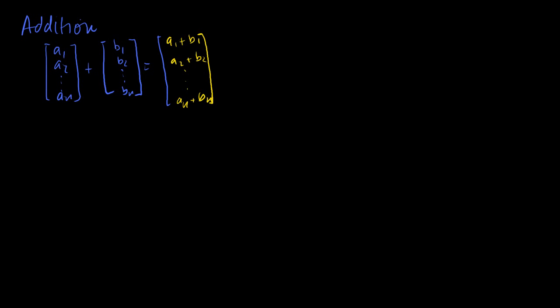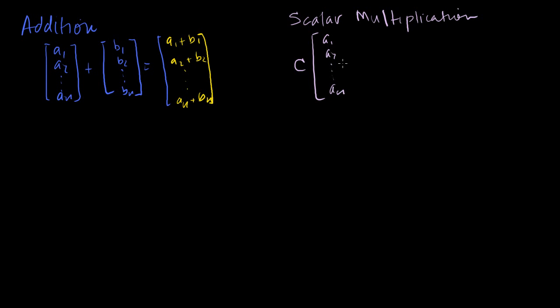We also know about scalar multiplication, or maybe we should just call it scaling. If I have some real number c, and I multiply it times some vector a1, a2, all the way down to an, we defined scalar multiplication of a vector to result in a vector where each of its components is multiplied by the scalar: c a1, c a2, all the way down to c an.